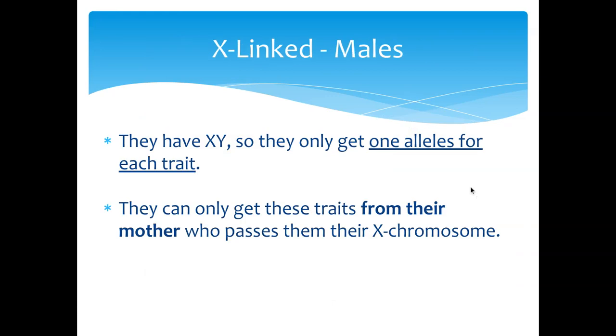This is going to be a little bit different for males. Males have an X and a Y. They only get one allele for the trait because only the X has the trait, not the Y. Now, they get their X from their mother because the mom is the one who passes on the X chromosome to a son. So any X-linked trait that a male has to have come from his mom.